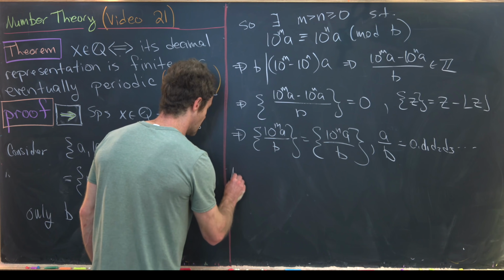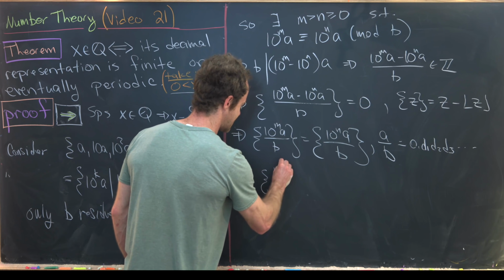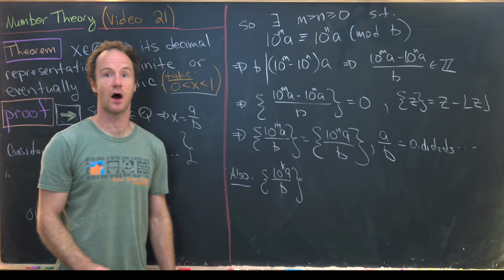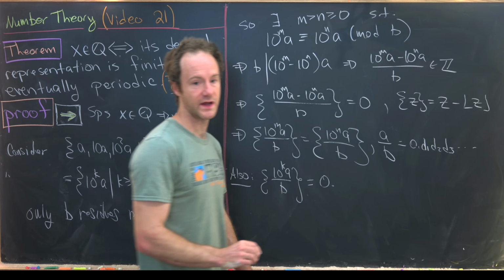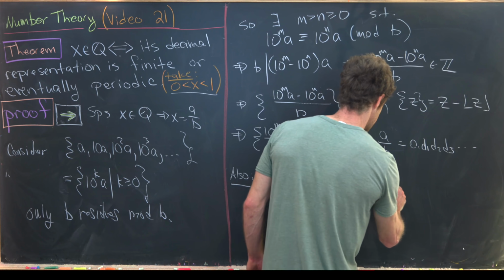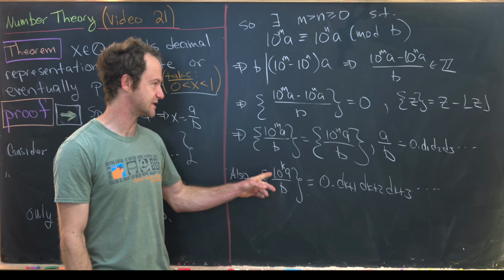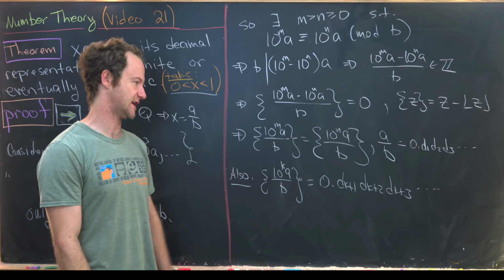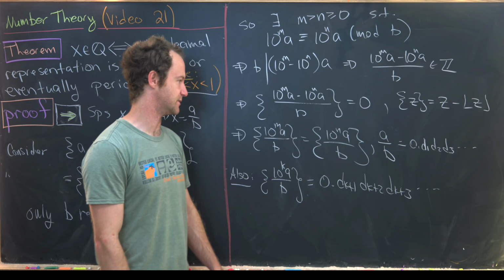Also we have this more general statement, which is that the fractional part of 10 to the k times a over b, where k is any non-negative integer, is equal to 0 point d sub k plus 1, d sub k plus 2, d sub k plus 3, and so on and so forth. And why is that? That's because we're moving k of these digits from the right-hand side of the decimal point to the left-hand side. But when we calculate the fractional part, that means they're going to disappear.